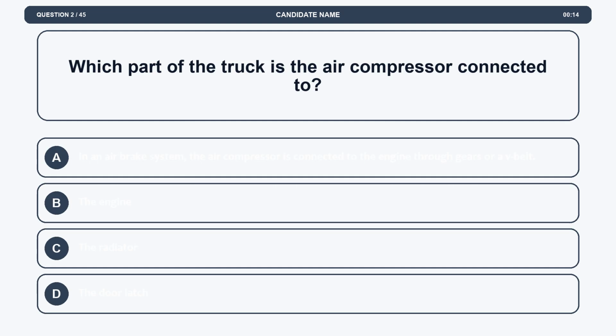Question 2. Which part of the truck is the air compressor connected to? Option A. In an air brake system, the air compressor is connected to the engine through gears or a V-belt. Option B. The engine. Option C. The radiator. Option D. The door latch.